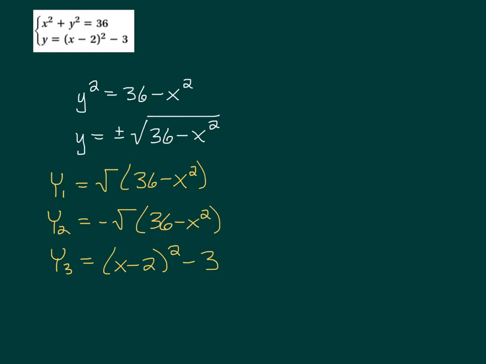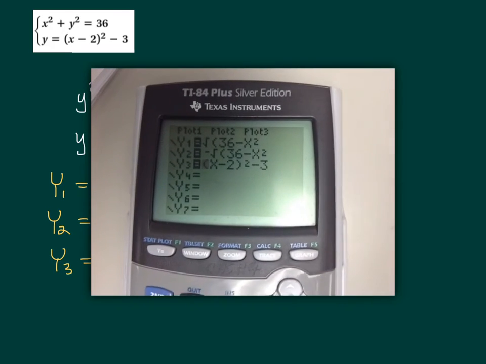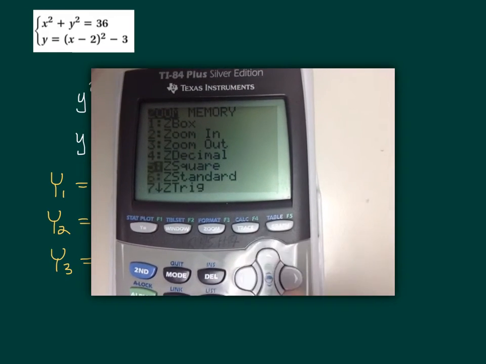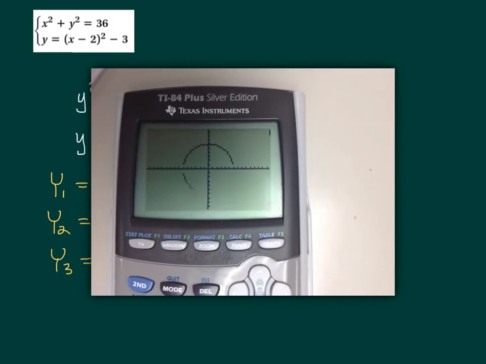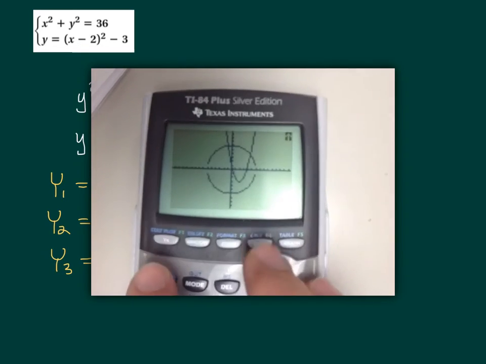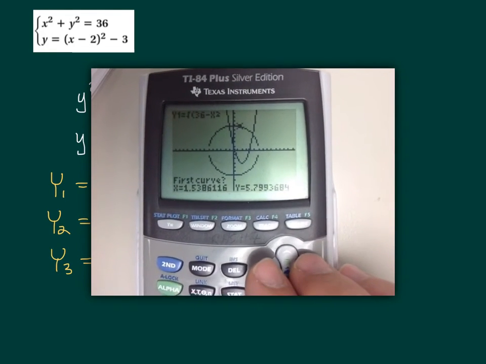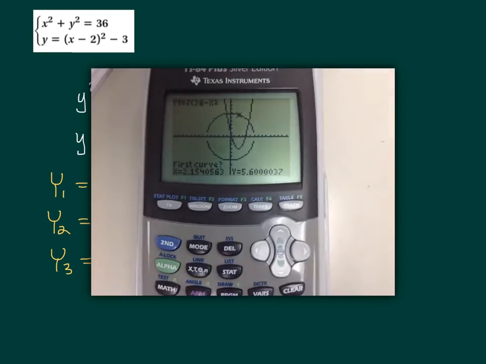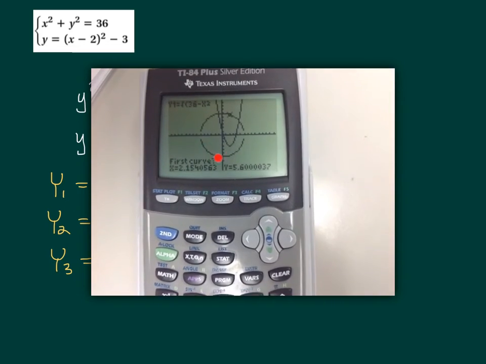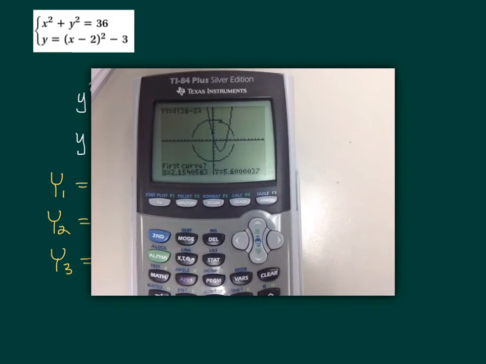So then you graph it. I'm going to put these equations in like this. And then you are going to do zoom, square. You get a circle and a parabola, like that. Second, calculate the intersection. Both intersection points happen on the positive part. So you need to understand when you did the square root. This is the positive square root that we graphed. This is the negative square root that we graphed. So both intersection points are the positive square root in the parabola.